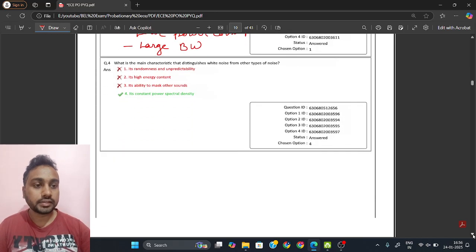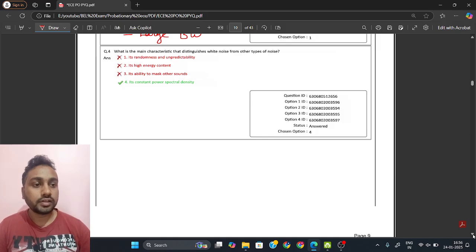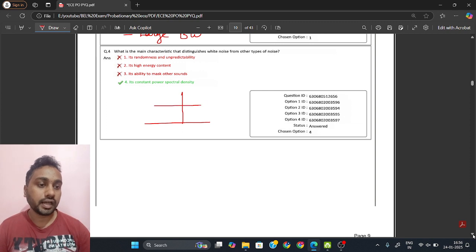So what is the main characteristic that distinguishes white noise from other types of noise? So white noise is what? White noise is a random signal. Okay, white noise is a random signal, and it always has a constant power spectral density, you can say. Okay, so if you see the diagram, the graphical representation of the noise signal, this is N by 2, you can say this is S(W). We are representing this mathematically, S of W equal to N naught by 2.